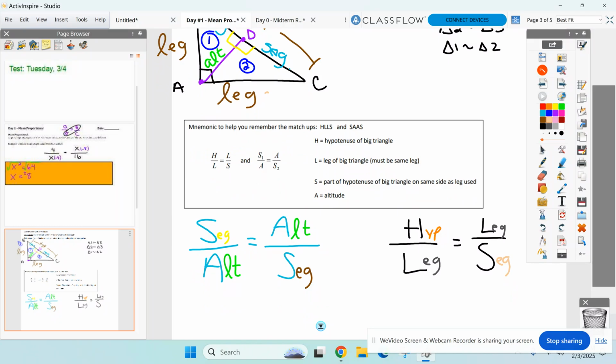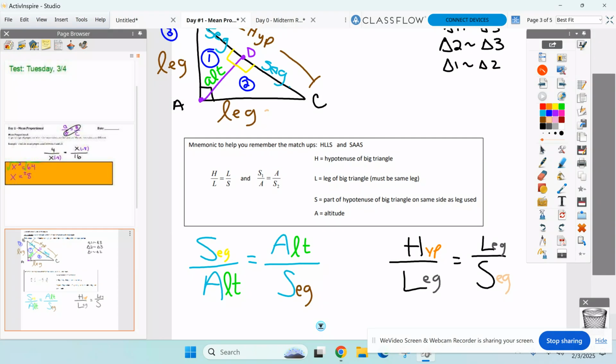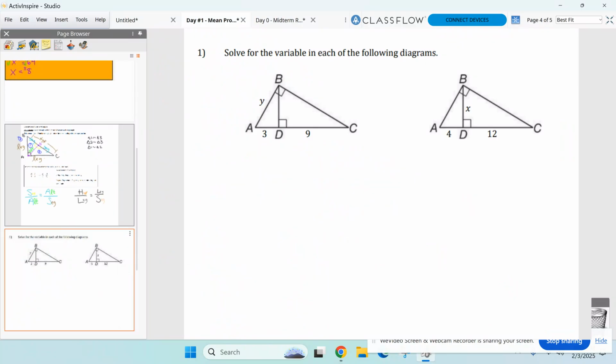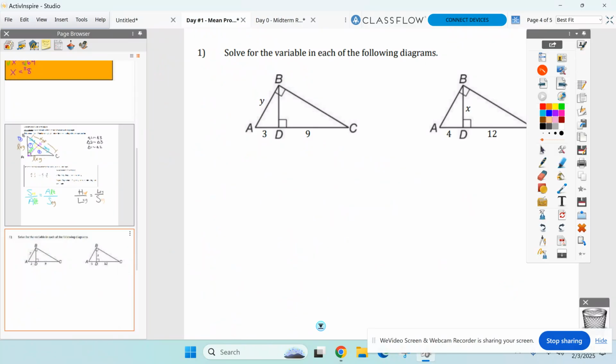Last thing before we start practicing. These are great little tricks to use, but you can only use them on this type of diagram: a right triangle with an altitude to the hypotenuse. It cannot be just used on two random similar triangles. Right triangle, altitude to the hypotenuse. All right, let's do this. I'm going to do 2 with you, and then you've got 6 on your own, or with your group if you choose.